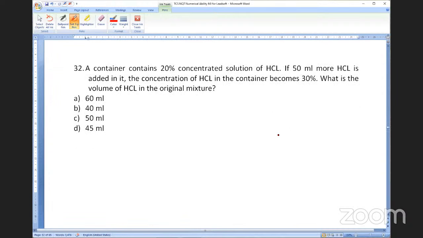Let's try this one. Question is there on your screen. We know that we have not more than 60 seconds of time. So we will try to solve it accordingly.